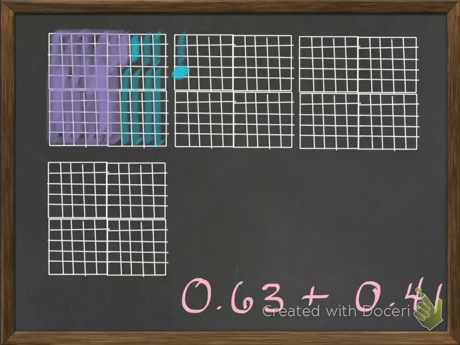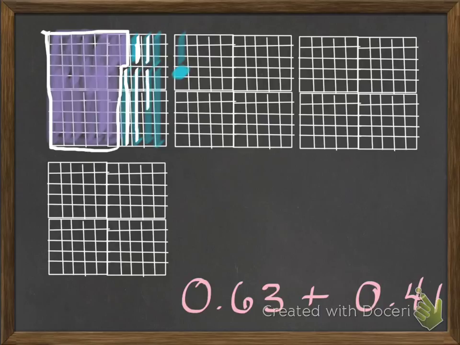Okay, so I put 63 hundredths in purple, and you can see that right here. This shows 63 hundredths. Then I added on 41 hundredths in blue, and I had to be very careful as I added it on because it starts in the middle of this row. So this is 10, then 20, then 30, and 40, and then that's 41 right there. So that was the end.